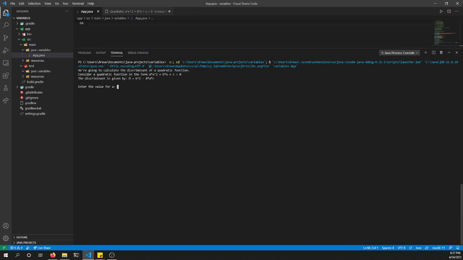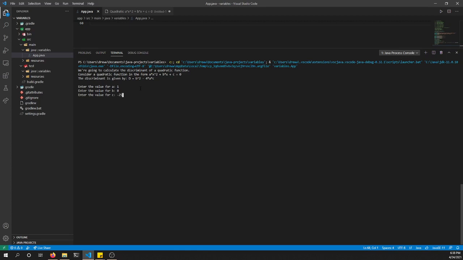So my program says we're going to calculate the discriminant of a quadratic function. Consider a quadratic function in the form a times x squared plus b times x plus c equals 0. The discriminant is given by d equals b squared minus 4 times a times c. Then there is a blank line, and we are asked to enter a value for a. So I'm going to enter the value 1. For b, I'm going to say 0. And for c, I'm going to enter negative 25.